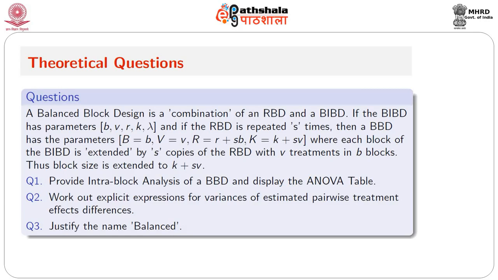So, from this there are three questions. The first one is, we need to provide intra-block analysis of a BBD and display the ANOVA table. The second one is, we need to work out explicit expressions for variances of estimated pairwise treatment effect differences. And for the third one, we need to justify the name balanced here.